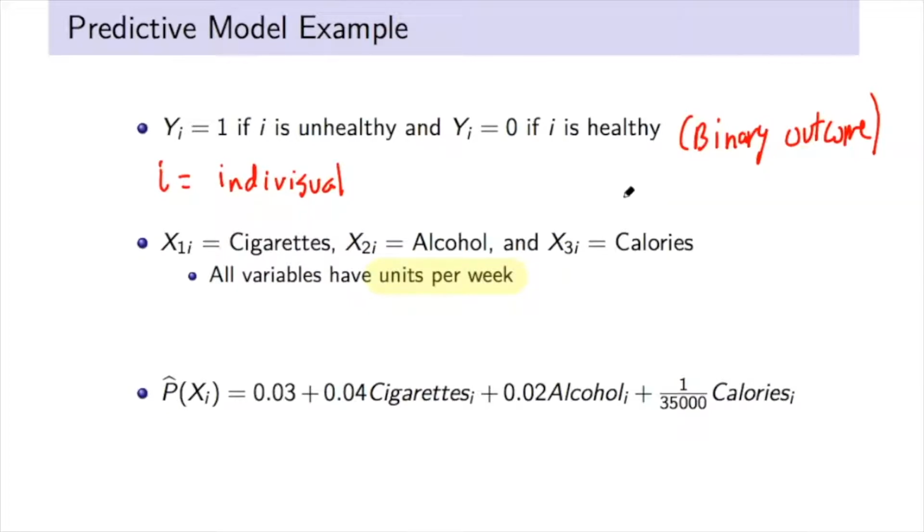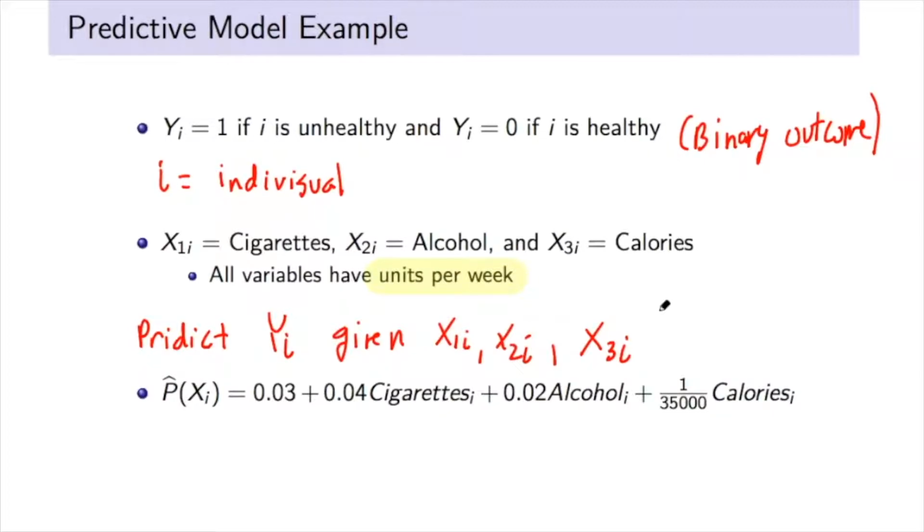And what we want to do is predict yi, whether they're healthy or unhealthy, given these features, x1i, the number of cigarettes, x2i, alcohol usage, and x3i, which is calorie intake. Okay, so that's our goal.